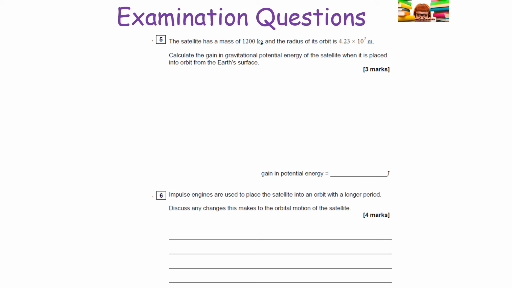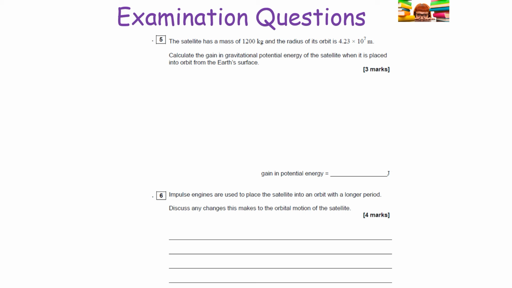So, how do you answer this type of question? Well, you've got to think about the gain in gravitational potential energy. Now, don't be tricked and think you've got to do the equation E is equal to mg delta H like you would do with GCSE. The reason why we can't use this equation is because the value of g, the gravitational field strength, will change when you move from one place in an orbit into another place in the gravitational field.